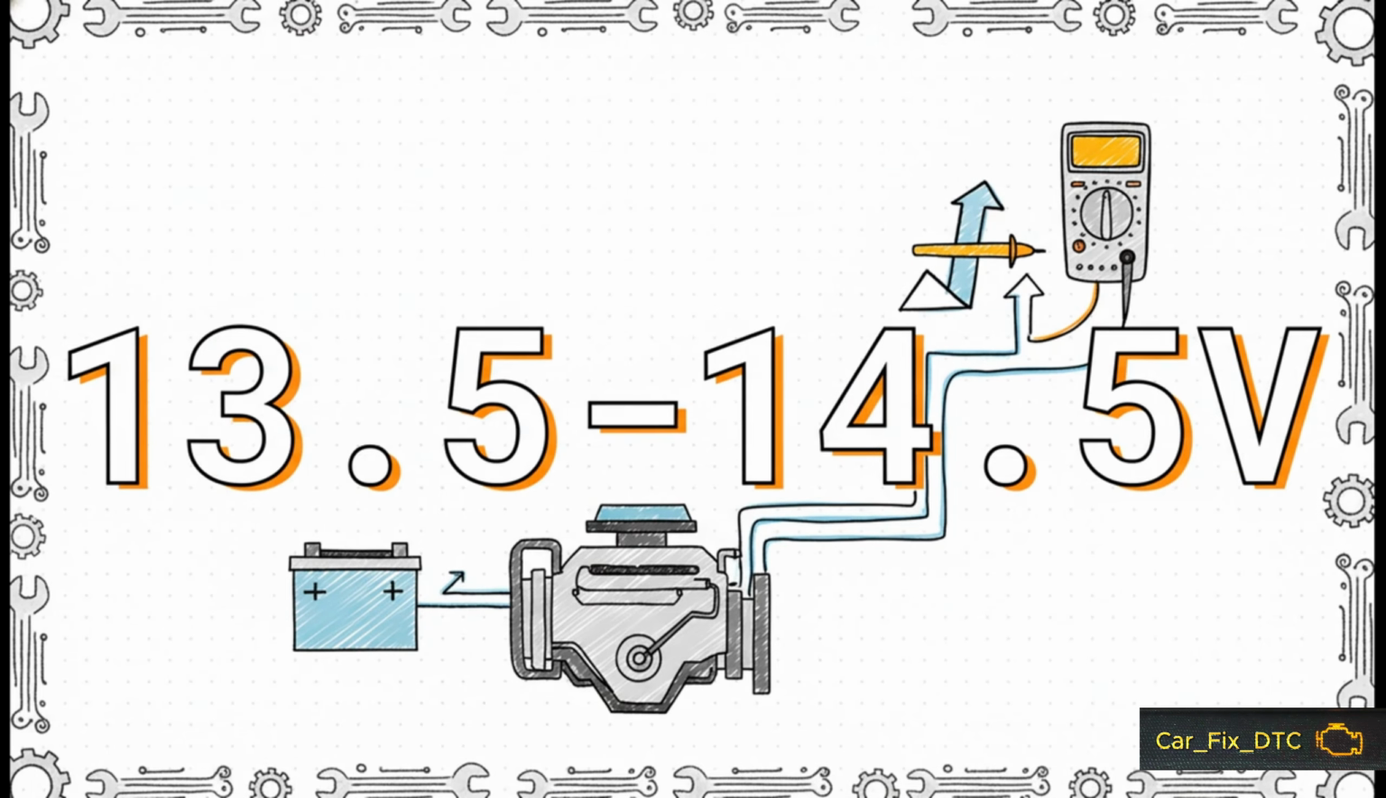So, here's your magic number. Grab a simple multimeter and with the engine running, check the voltage right at the battery terminals. If you're seeing a nice steady reading somewhere between 13.5 and 14.5 volts, your alternator is probably doing its job. But if it's way lower or even higher, you've just found a huge clue.